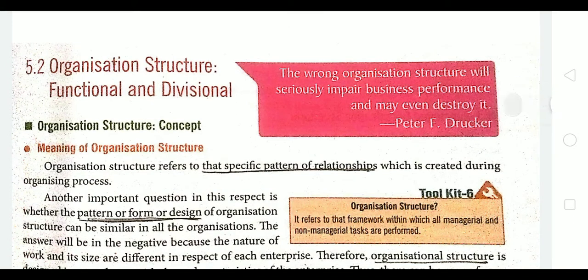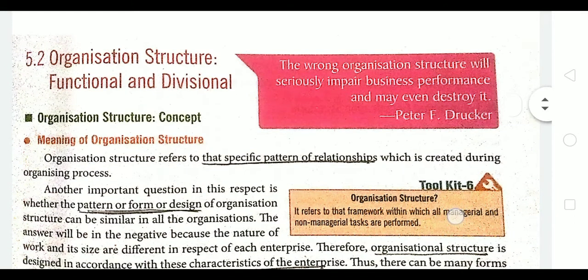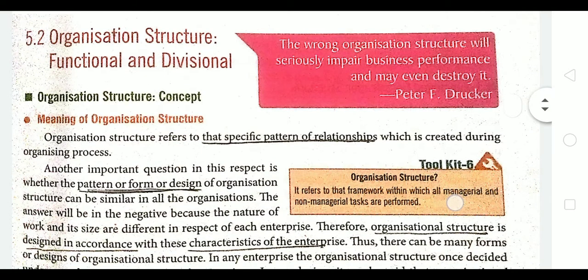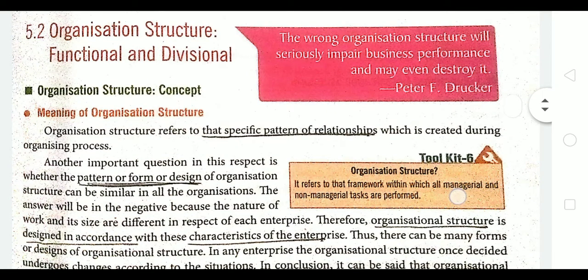Good morning, everyone. So today we are going to start with the next topic of chapter number 5, that is organization structure. First of all, before beginning with the meaning and the types of organization structure, the meaning of structure is a specific pattern of relationships created during the organizing process. So organization structure refers to that specific pattern of relationship which are created during the organizing process, right?